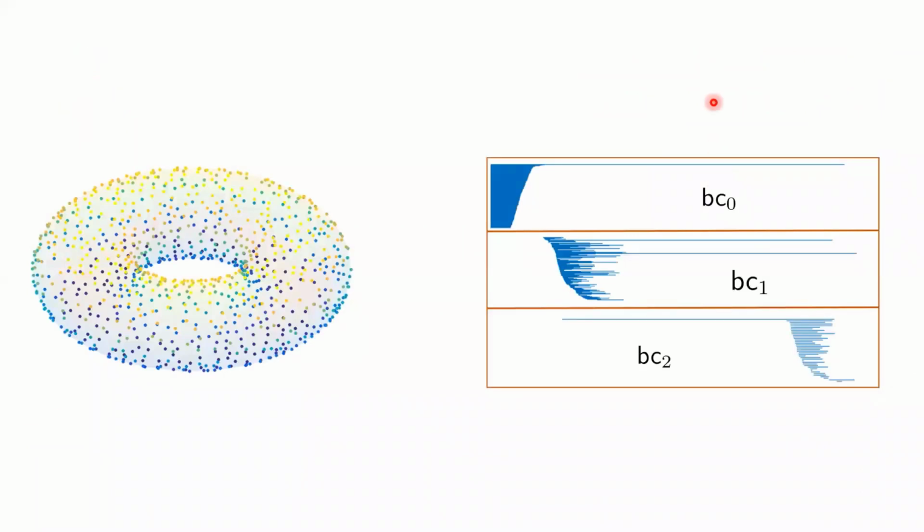Throughout the course, we've seen examples of how one can use barcodes or persistence diagrams to capture the overall shape and topology of your data set. So for example, here we have on the left-hand side a torus, or at least a point cloud sampled from a torus. And here we have on the right-hand side the barcodes computed from this data set. And then again, the idea is that one can use the barcodes to describe the shape of the data.